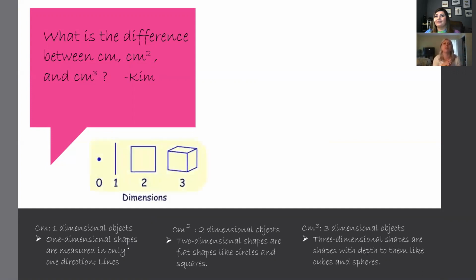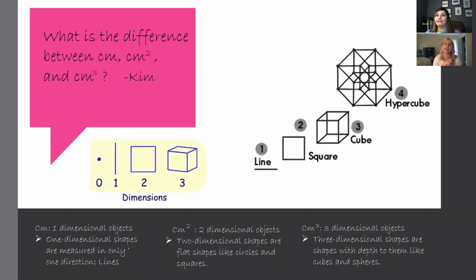So when we're talking about units, it doesn't have to be centimeters, it could be inches, it could be feet, like we were talking about earlier. The difference between centimeters, feet, squared, and cubed is all fairly simple because it's all just referencing dimensions. Just straight centimeters or inches or feet has only one dimension.